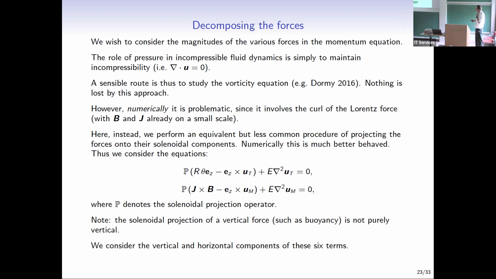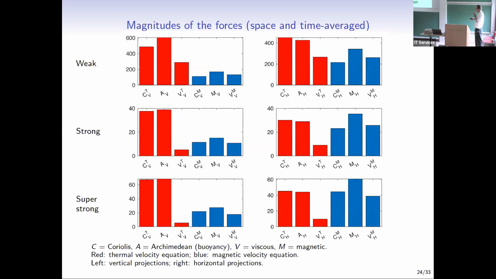Okay, so this is the thermal equation, this is the magnetic equation projected onto their solenoidal components, horizontal and vertical. I think that's 12 things to look at, unfortunately. So these are they. Even this, a measure of the forces, you have to be a little bit careful, because they're forces that are not necessarily aligned, even if they've got the same magnitude. So we'll come back to that.